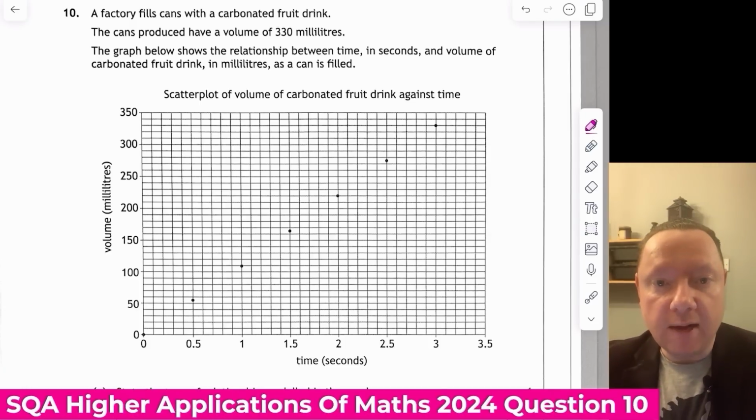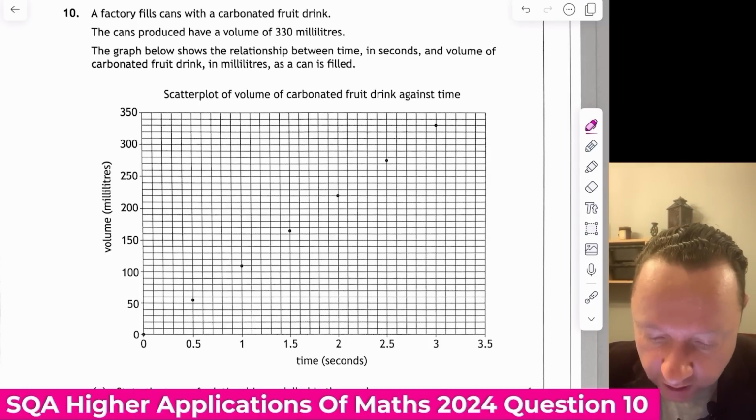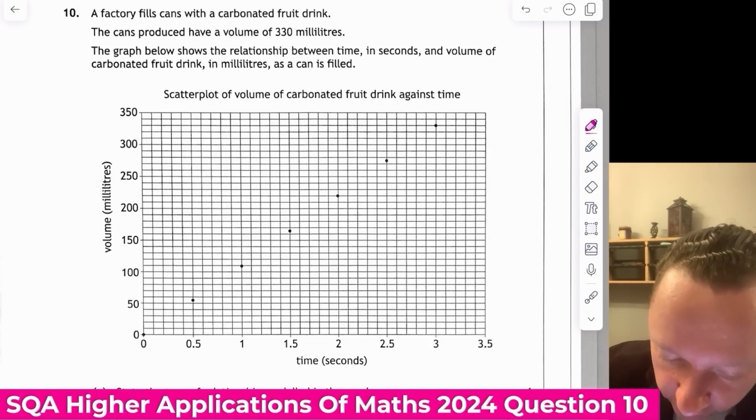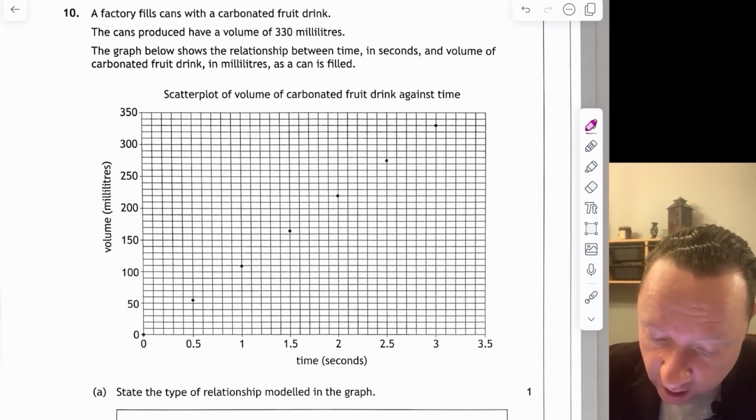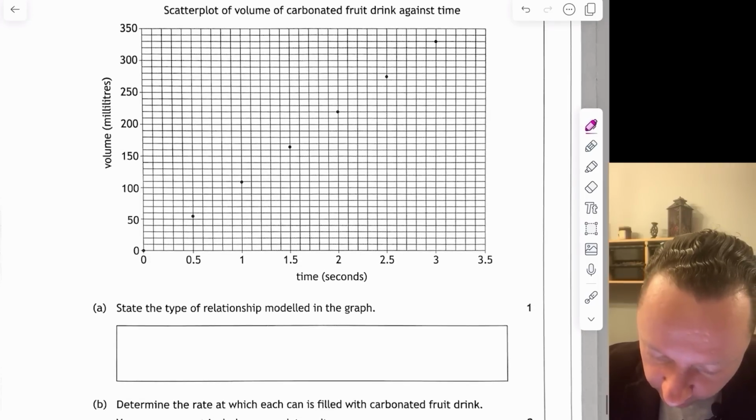SQA, Higher Applications of Maths, 2024 question 10. A factory fills cans with carbonated fruit drink. The cans have a volume of 330. The graph shows the relationship between time in seconds and the volume of carbonated fruit drink in milliliters as a can's filled. State the type of relationship modelled in the graph.